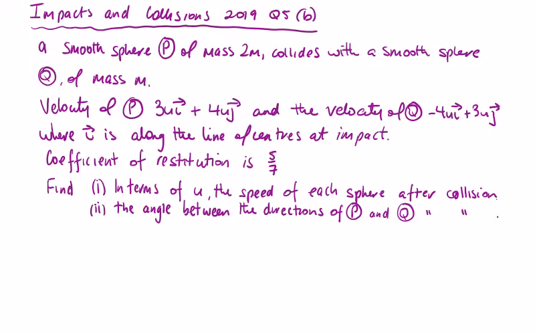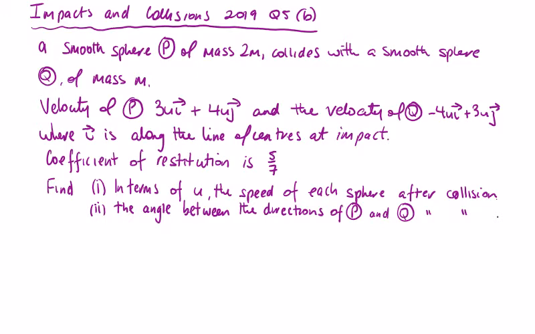Impacts and collisions 2019, question 5b. A smooth sphere P of mass 2m collides with a smooth sphere Q of mass m. The velocity of P is 3ui plus 4uj, and the velocity of Q is minus 4ui plus 3uj, where i is along the lines of centers at impact. The coefficient of restitution between the spheres is 5/7.